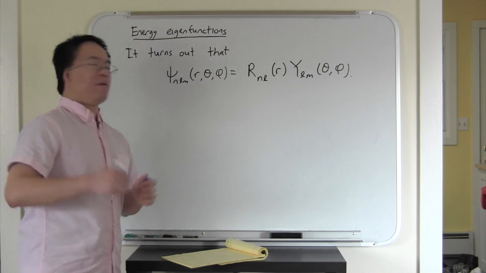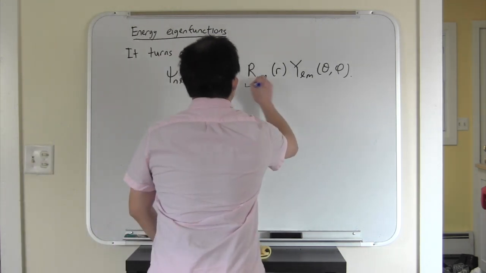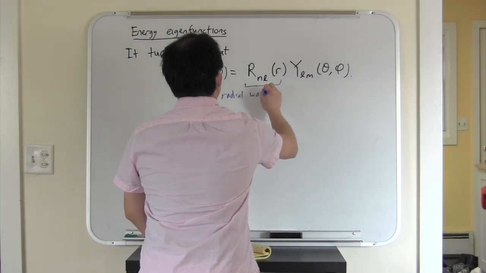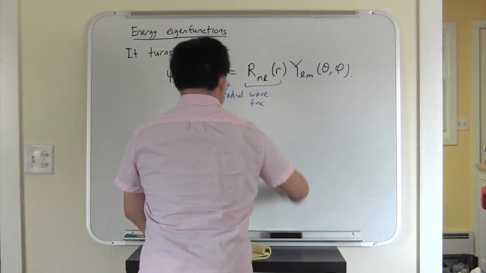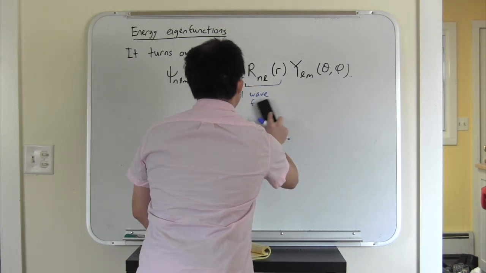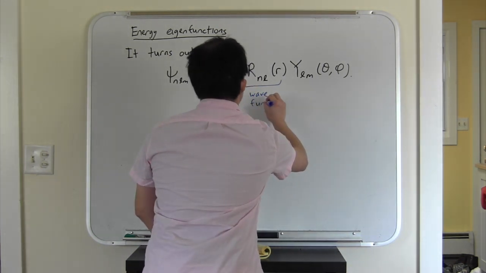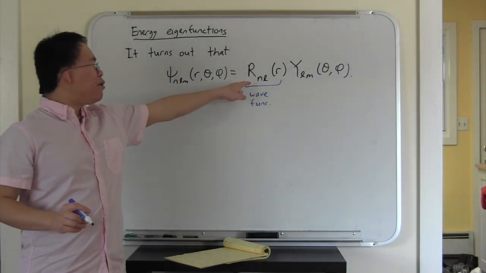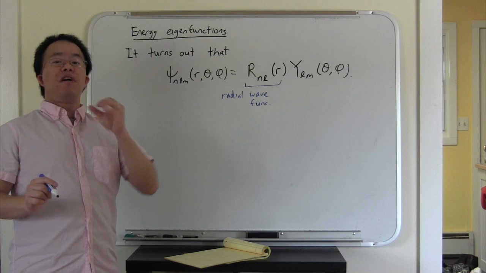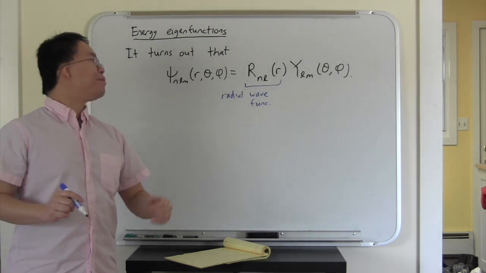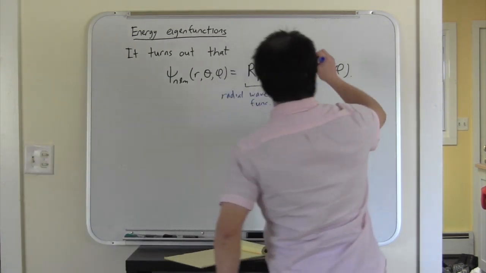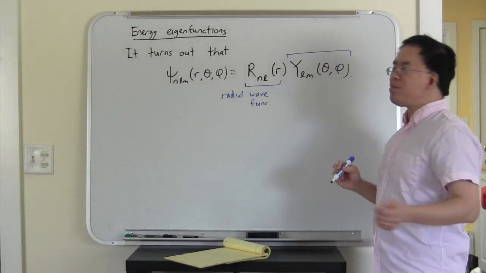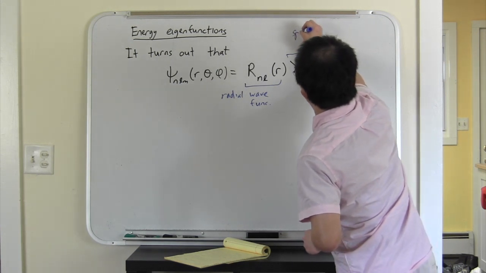This radial part, we call this the radial wave function. I can't spell function. It depends just on r, as I said, and it turns out to also involve the two quantum numbers n and l. The angular part, Y_lm, these are something we call spherical harmonics.